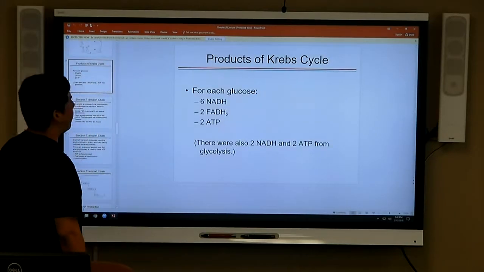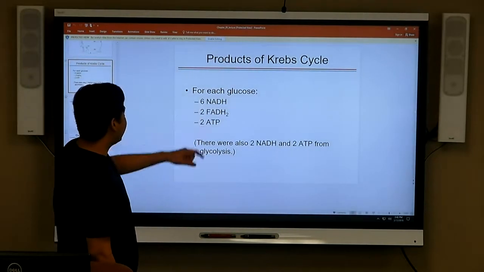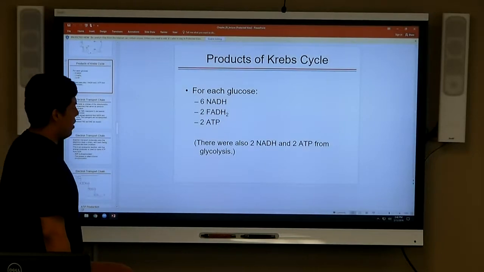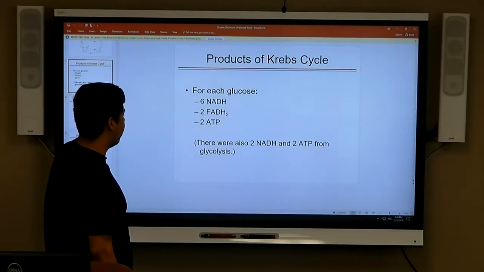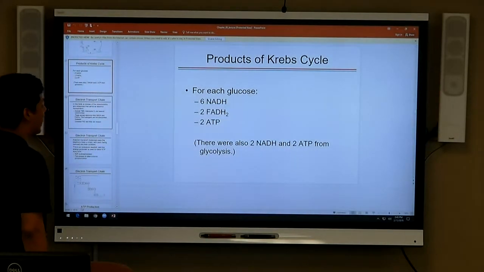Products of Krebs cycle. For each glucose, there's 6 NADH, 2 FADH2, and 2 ATP. There were also 2 NADH and 2 ATP from glycolysis.